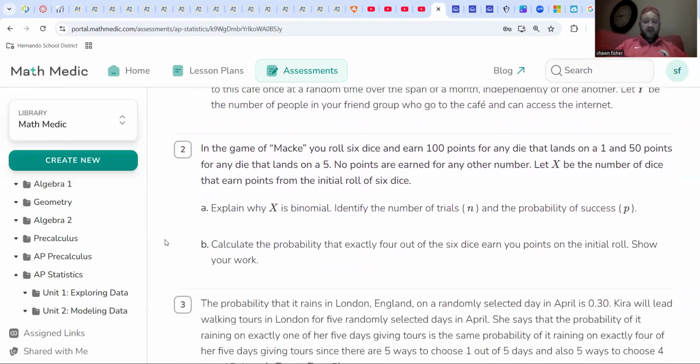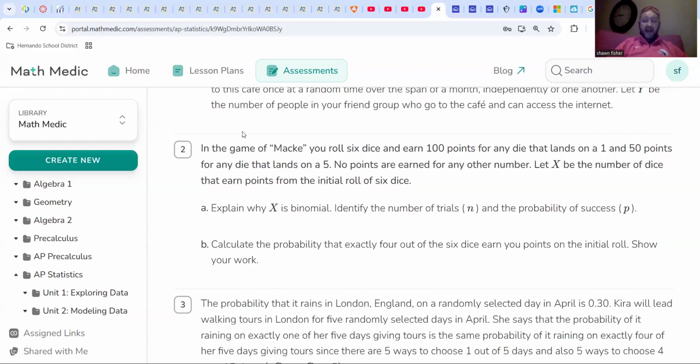All right. So let's get into some of these problems really quick. In the game of Mac, you roll 6 dice. So we've got 6 trials, it looks like, one die at a time. You earn 100 points for any one die that lands on a 1, 50 for a die that lands on a 5. No points are earned for any other number. X is the number of dice that earn points from the initial roll. Why is X a binomial?